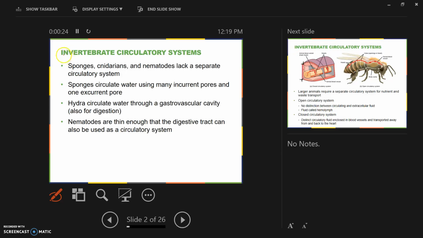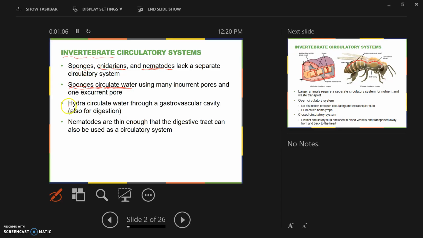For the invertebrate circulatory systems, sponges, cnidarians, and nematodes lack a circulatory system. They don't actually have a separate circulatory system. Sponges circulate water using many in-current pores and one excurrent pore. If you remember, the osculum is the excurrent pore. So their circulatory fluid is simply water, and it just comes in the little pores in their body and then goes out the osculum.